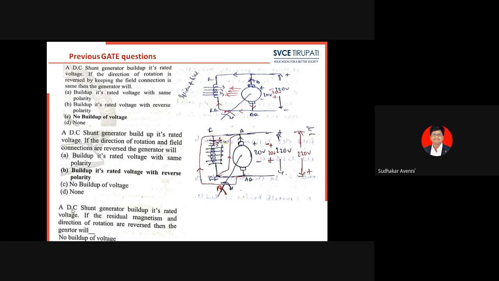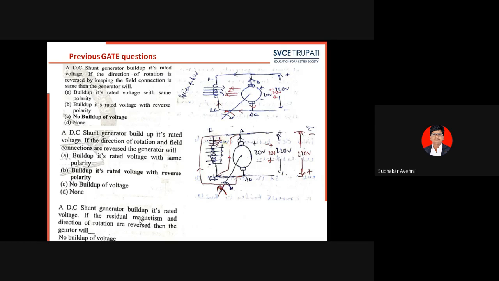Next, coming to the third question. A DC shunt generator builds up its rated voltage if the residual magnetism and direction of rotation are reversed, then the generator will: again the same options A, B, C and D. But what is the answer here? No buildup of voltage. Why is no buildup of voltage the right option?